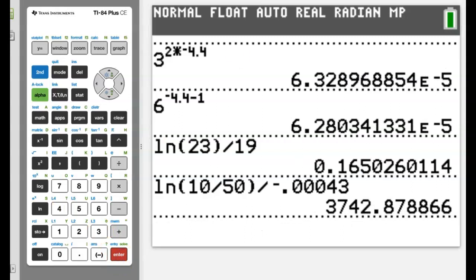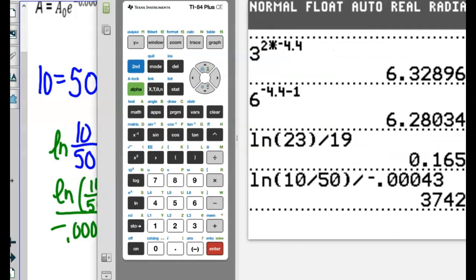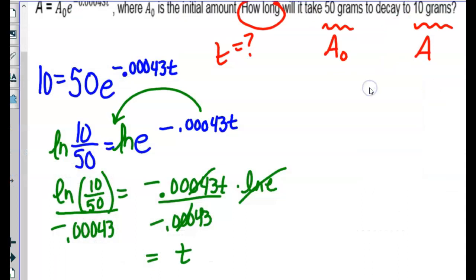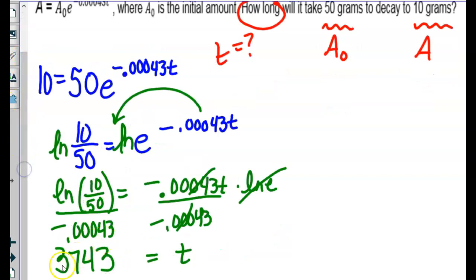Anybody else get 3,743 years if I round to the nearest year? 3743. It takes over 3,000 years for 50 grams to decay to 10 grams. Yes. This is all about radioactive decay, guys, and this is why radioactive material is scary, right? Because it takes so long to lose its radioactivity.